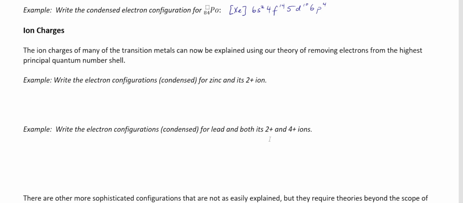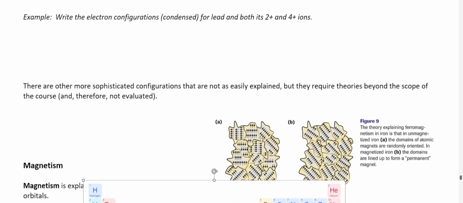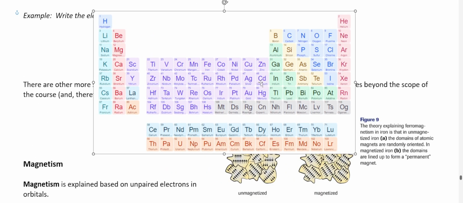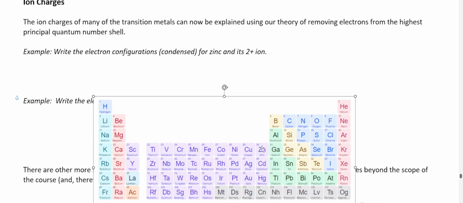The ion charges of many of the transition metals can now be explained using our theory of removing electrons from the highest principal quantum number. So let's take a look at zinc and its 2+ ion. I'm going to write the condensed electron configuration for zinc. Again, let's pull up our periodic table here. We've got zinc right here, and it's got 30 protons. I look at my preceding noble gas, that's argon.